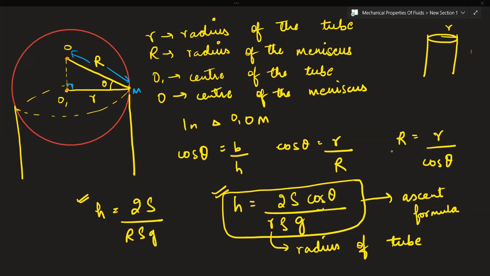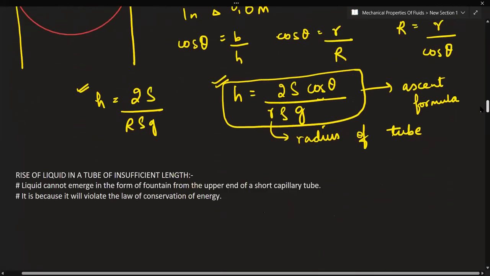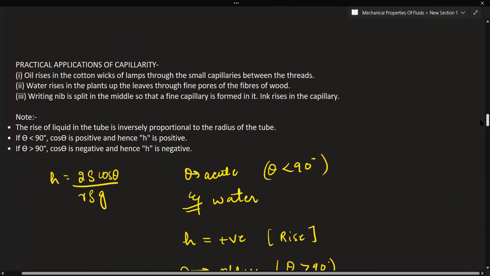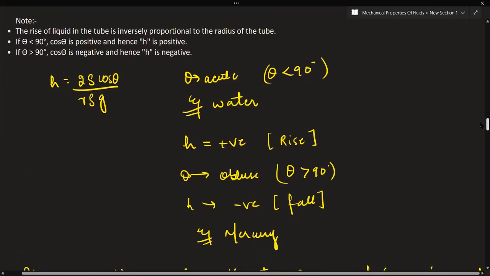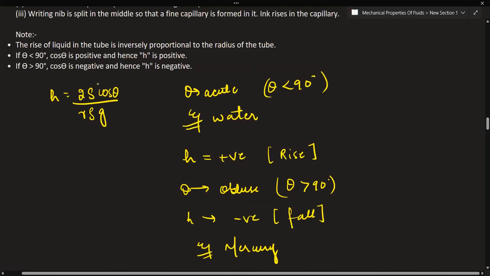Okay. Now see, how will we realize whether the liquid will rise or fall? For that we have the formula h equals 2S cos theta divided by rho g that we have seen. If your theta is less than 90 degrees, then your angle is acute. Definitely, if your angle is acute, then cos theta is positive, and you get the value in positive. So if your height is positive, it means the liquid will rise.